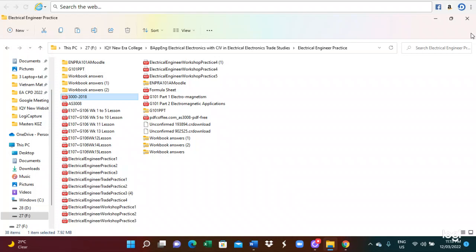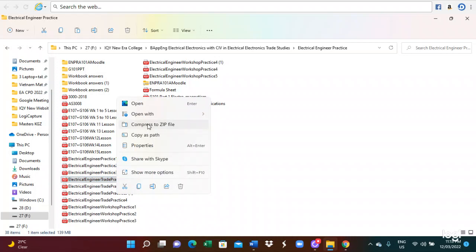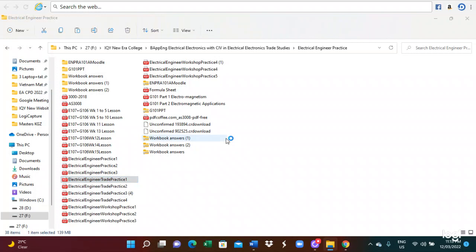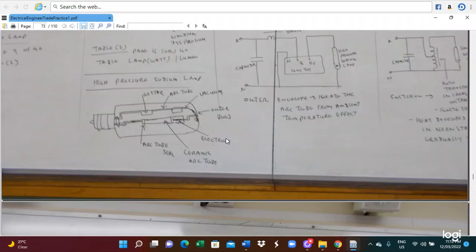So this is for the electrical engineer practice. We calculate the maximum demand calculation. Then we also do this electrical engineer trade practice. Electrical engineer trade practice 1. So trade practice 1, there will be the page number 94.